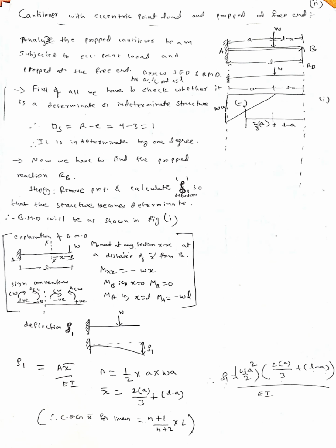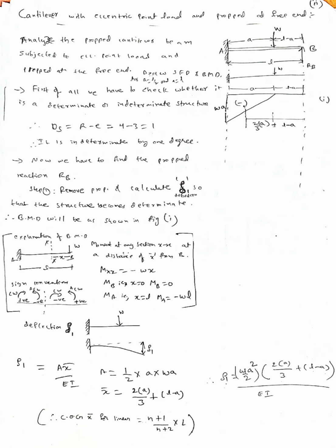What is x bar? X bar is the distance from B to the centroid of the deflection area, so 2A by 3 plus L minus A. If we substitute these values, we will get delta 1 equal to WA square by 2 into 2A by 3 plus L minus A, divided by EI. In the next step, we need to calculate the deflection delta 2 by removing the load and placing the prop.